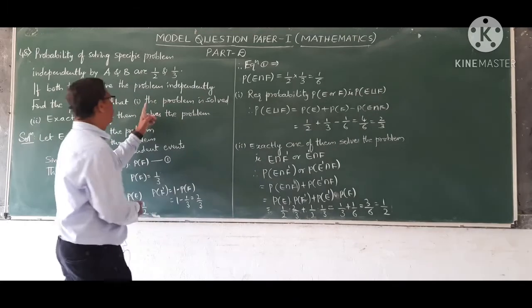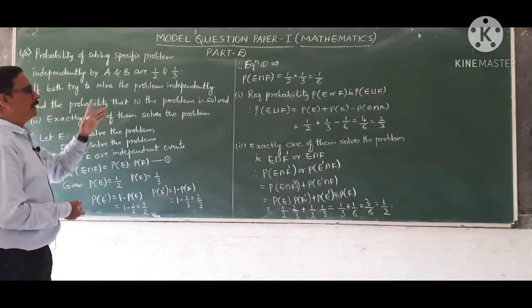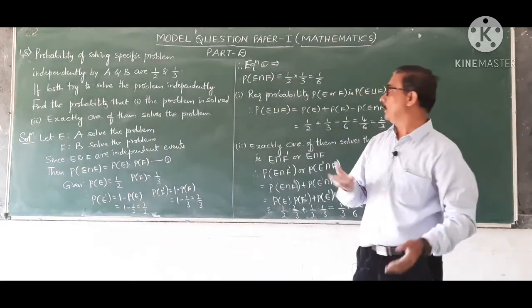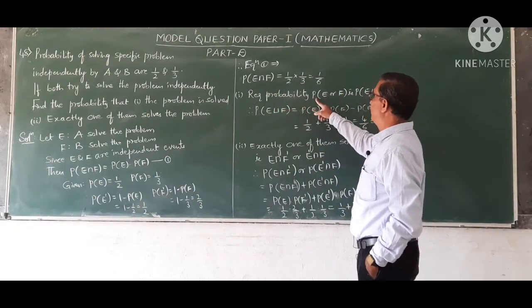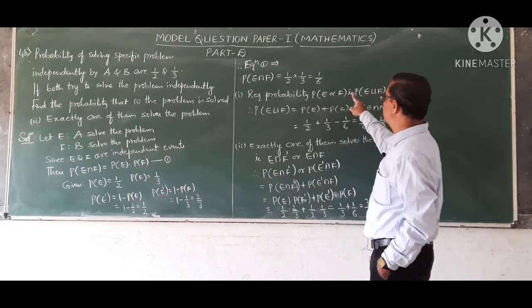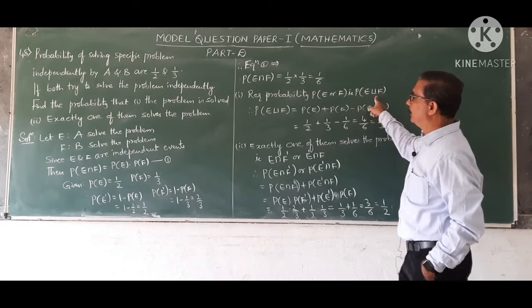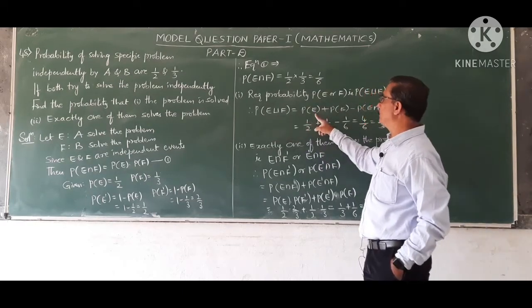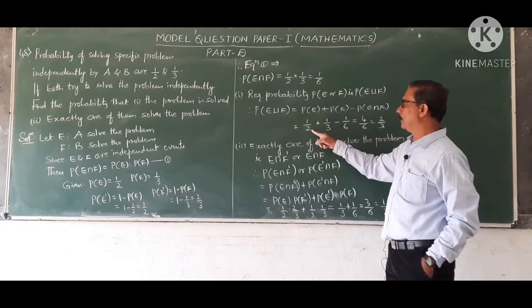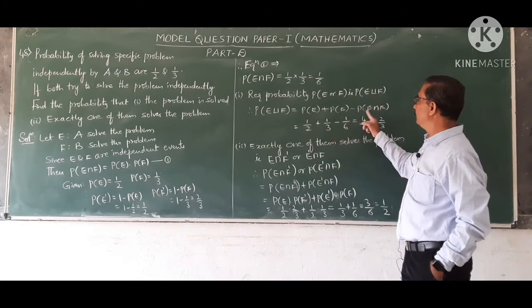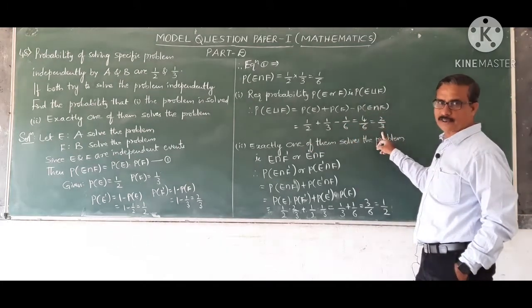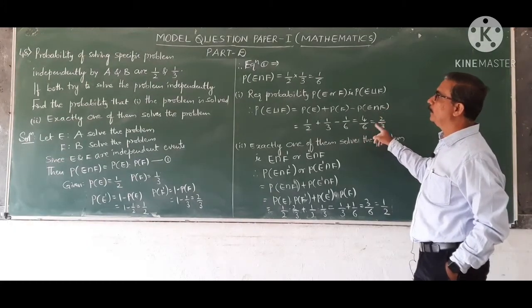Now the first question, find the probability that the problem is solved, either solved by A or solved by B. So the required probability is P of E or F, that is nothing but P of E union F. You know the formula, P of E plus P of F minus P of E intersection F. Substituting the values 1 by 2, P of F 1 by 3, P of E intersection F is 1 by 6, after simplification 2 upon 3. This is the required probability that the problem is solved.